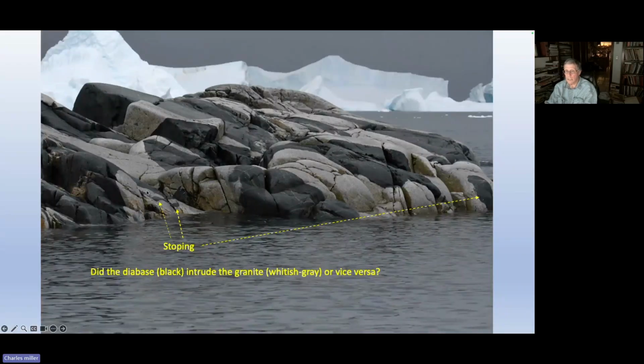So the question is, which came first, the diabase or the granitic rock? And keeping in mind that both are intrusions. And it turns out, because of stoping, that the diabase was there first, so I give it the lower number. And then the granitic rock intruded under great force and broke off pieces of the diabase, and that became the stoping blocks, as they're known.